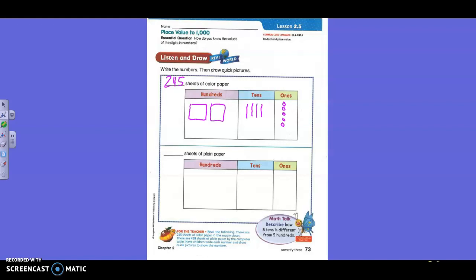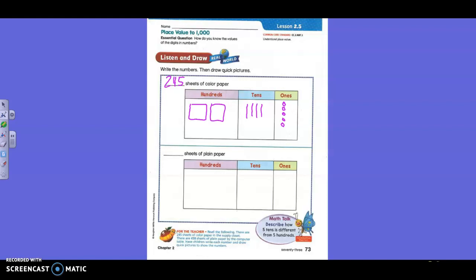I want you to do this on your own. There are 458 sheets of plain paper by the computer table. Do 458 and draw the pictures. Okay, all of yours have looked good. Boys and girls, I do want to discuss on these though.